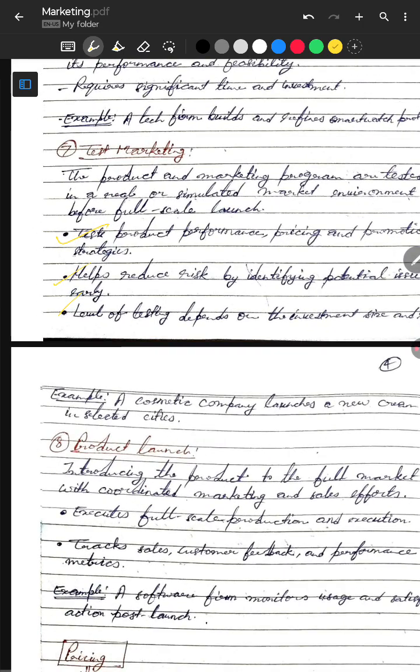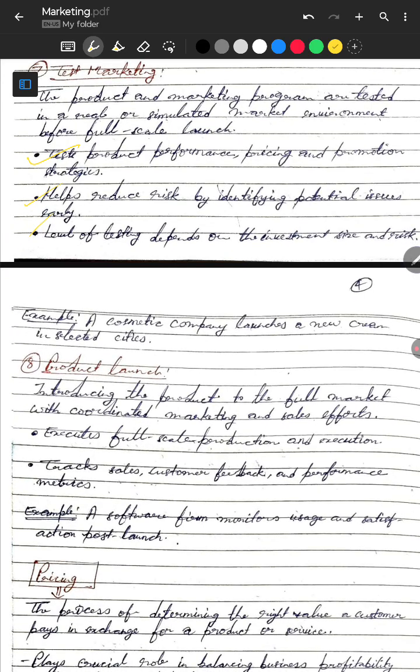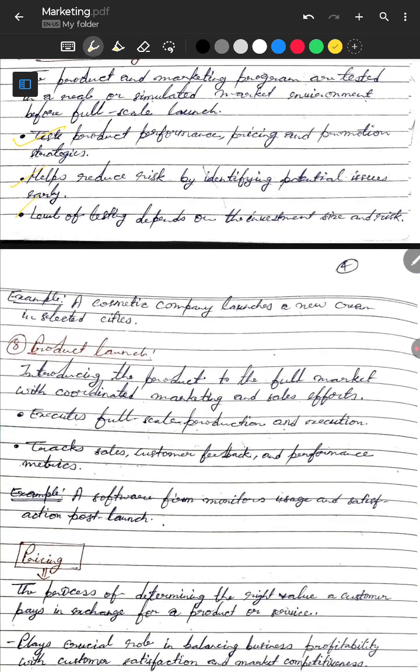Then we have the product launch, and after test marketing, meaning testing on a very small scale, now we can move on to product launch. So what we do is introduce the product to the full market with coordinated marketing and sales efforts. It means now in the product launch stage we can introduce the product to the full market, to all the markets for which the product has been developed. So it executes full scale production and execution. Product launch should include tracking of sales, customer feedback, and performance metrics.